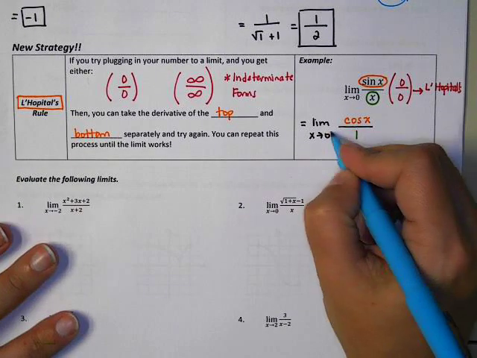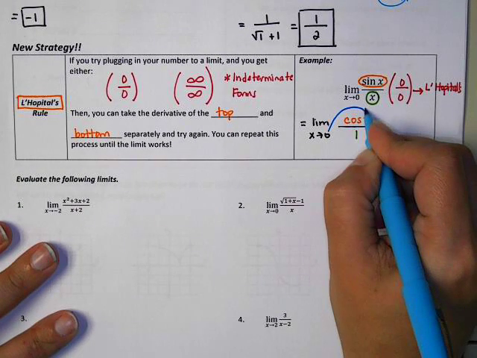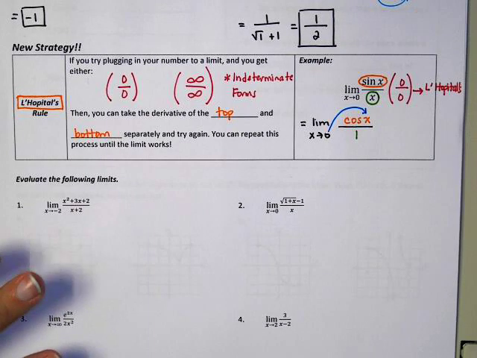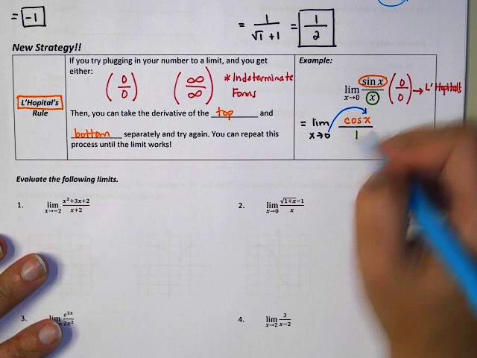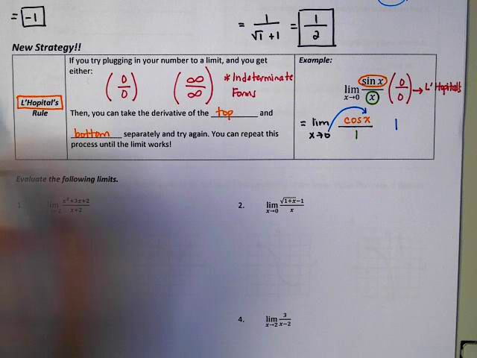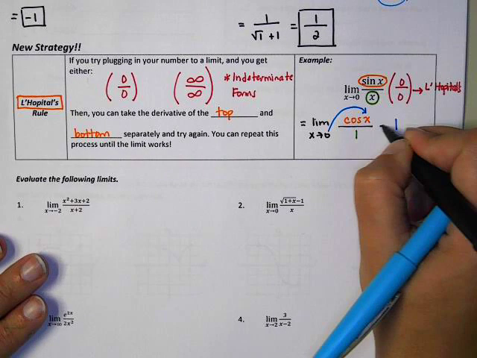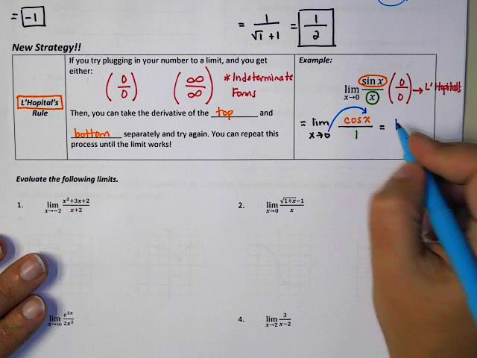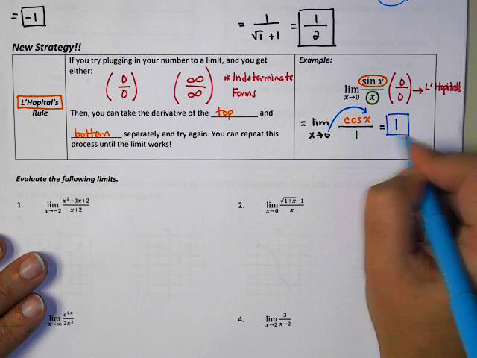If you take the 0 and you plug it in for the x on the top this time, on the unit circle, the cosine of 0 is just 1. And since the bottom is just 1 also, your evaluated limit would just be 1.